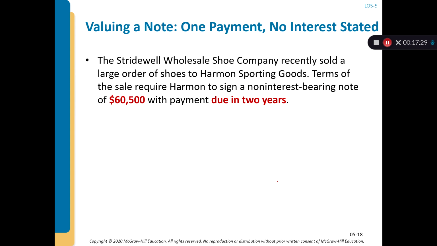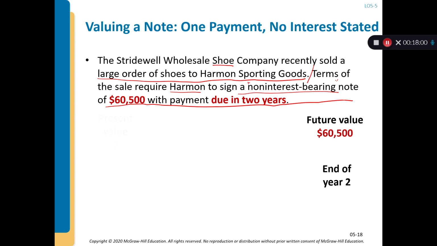Okay, so let's see a very interesting example. Stradwell Whole House shoe company recently sold a large order to Hamilton Sporting Goods. And the terms of the sale require Hamilton to sign a non-interest bearing note. It says non-interest bearing, but it must be interest bearing. The note is for $60,500 with payment due in 2 years.